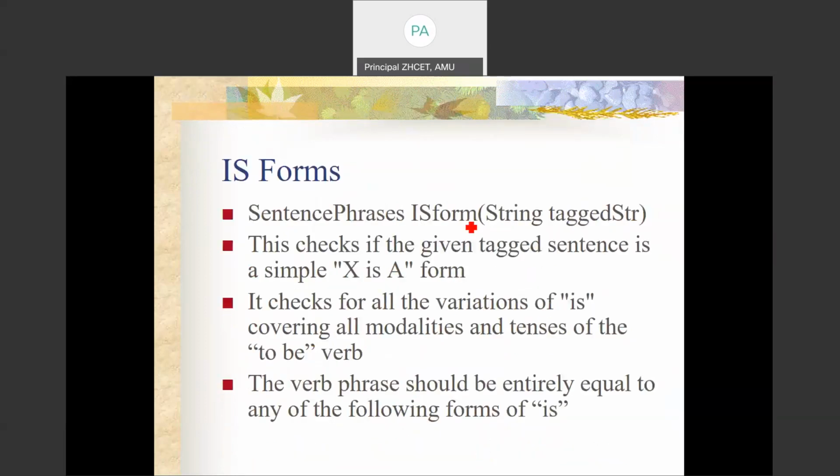So extractPhrase is done. I'm using another method, isForm. This checks if the given tagged sentence is a simple "X is A" form. It checks for all the variations of is, covering all modalities and tenses of the to-be verb. We all have been taught that "to be" is the general form of the is verb. So the verb phrase should be entirely equal to any of the following forms of is. What could be different forms of is?